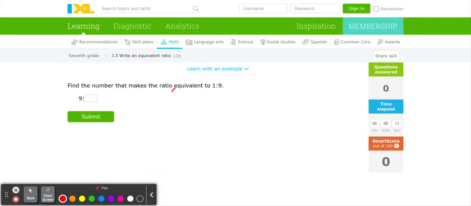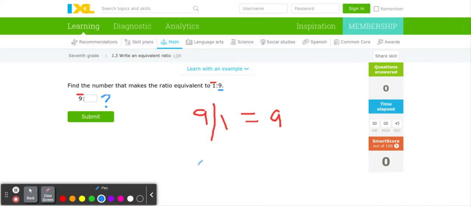So the easiest way to solve this problem is to basically divide the second number by the first number of both ratios. 9 divided by 1 equals 9. Now we just need to find what divided by 9 from here equals 9, because they both have to equal the same thing when you divide them.